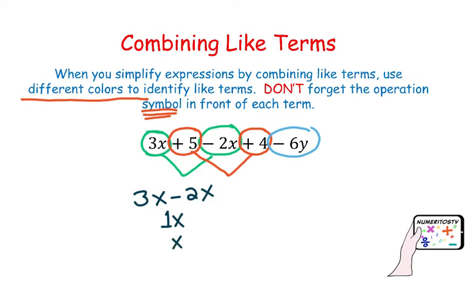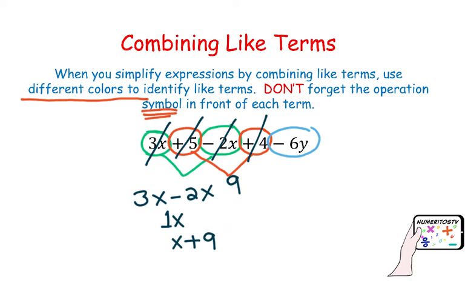Then I'm going to continue with the red terms. Those are the constants. So plus 5 plus 4. That will be 9 positive. So positive 9 or plus 9. So I'm done with the green ones. I'm done with the red ones.